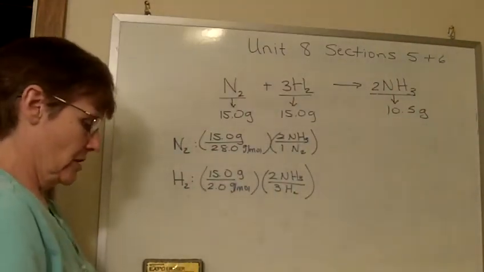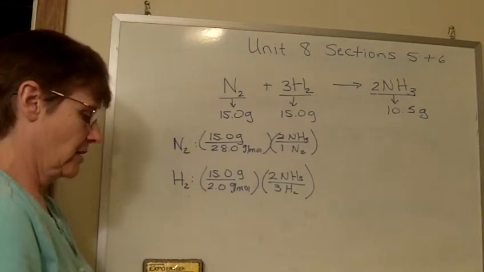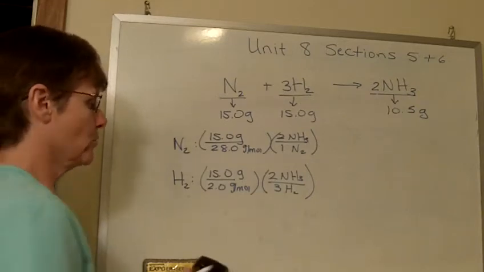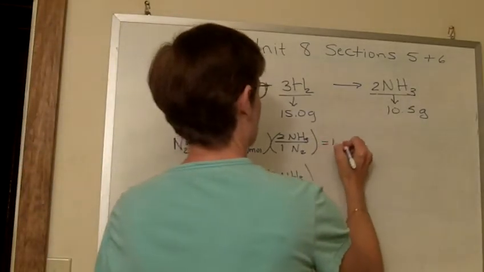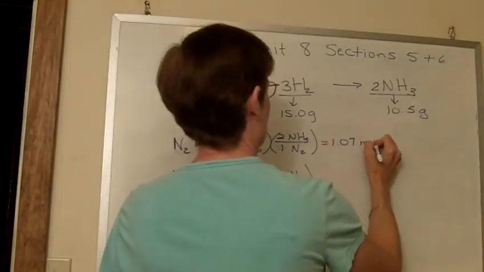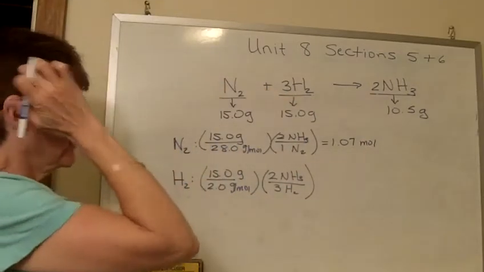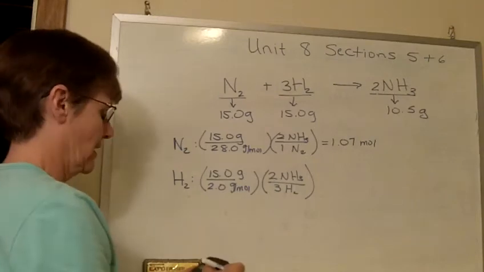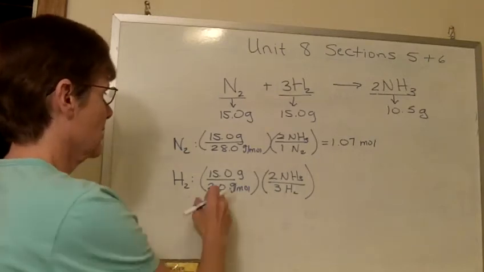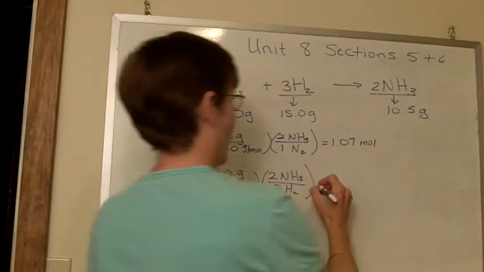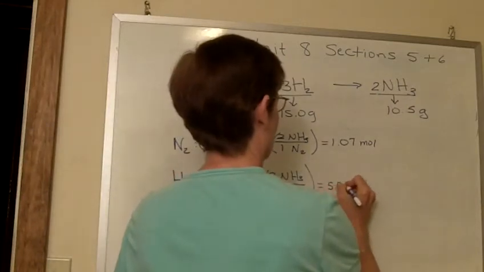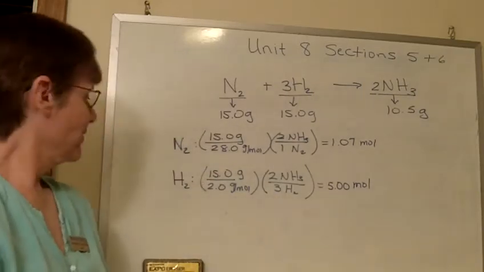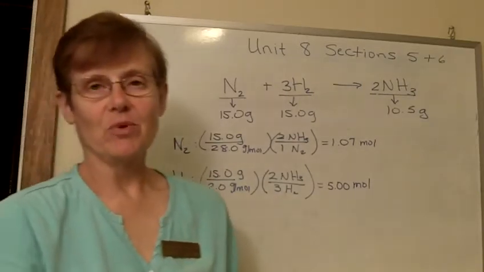So 15 divided by 28, and then times 2, gives us 1.07. Okay, so this is moles of ammonia. If we use all the nitrogen, we can make this many moles of ammonia. So 15, well, I guess these cancel, so 15 divided by 3 is 5. Now this is also moles of ammonia. If we used all our hydrogen, we could make 5 moles of ammonia.